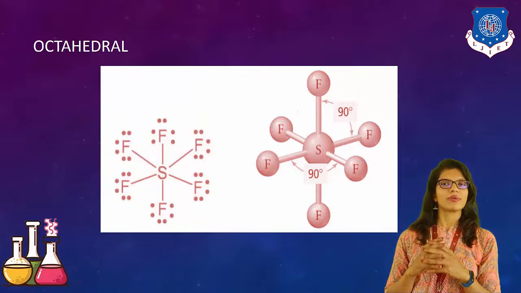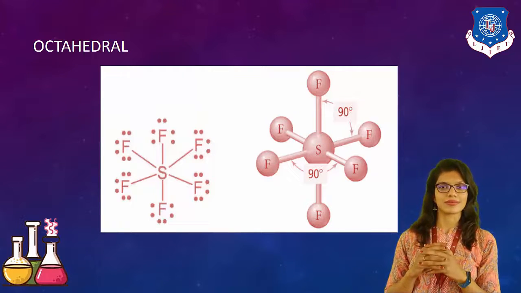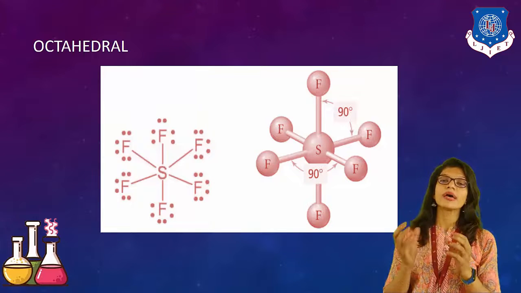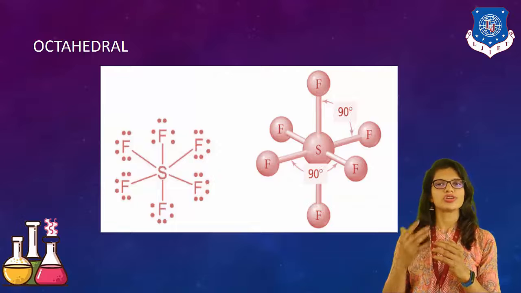Next shape is octahedral. In octahedral, we can take the example of SF6. The central atom will be attached with another 6 atoms here. As you can see in the image, SF6 has the bond angle of 90 degrees. So octahedral will also have a 90 degrees bond angle, right? So in this manner we can see how the attachment of the atoms changes the shape of the molecule. Depending upon that, their bond angle will be different, and as the bond angle changes, along with it, their shape also changes.